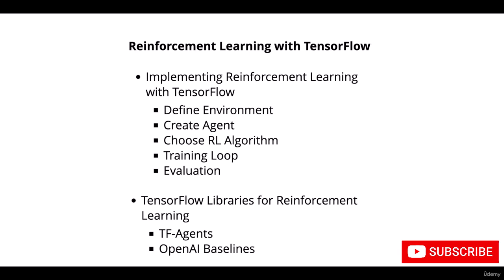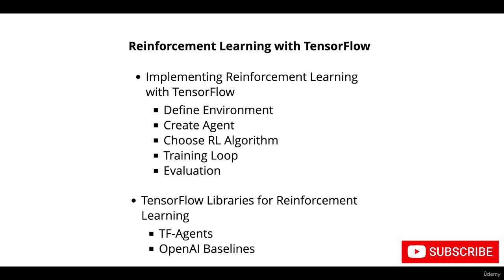Next, we go into the training loop, where we implement the loop in which the agent interacts with the environment, collects experiences like state, action, reward tuples, and updates its parameters using backpropagation and optimization algorithms. The last step is evaluation, where you evaluate the trained agent's performance on unseen environments or test scenarios to assess its generalization and effectiveness.